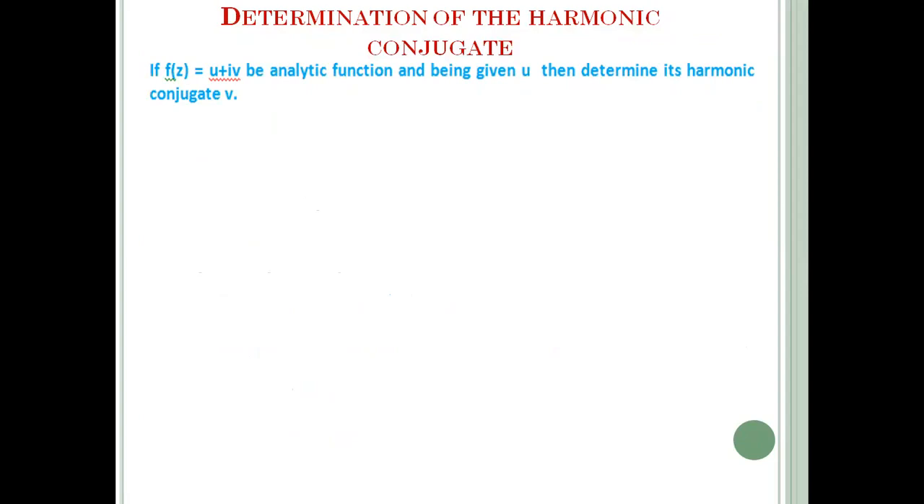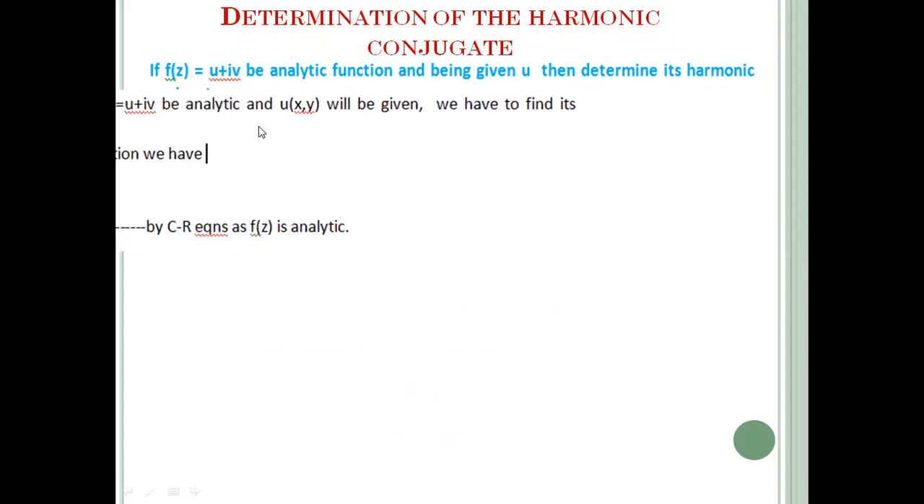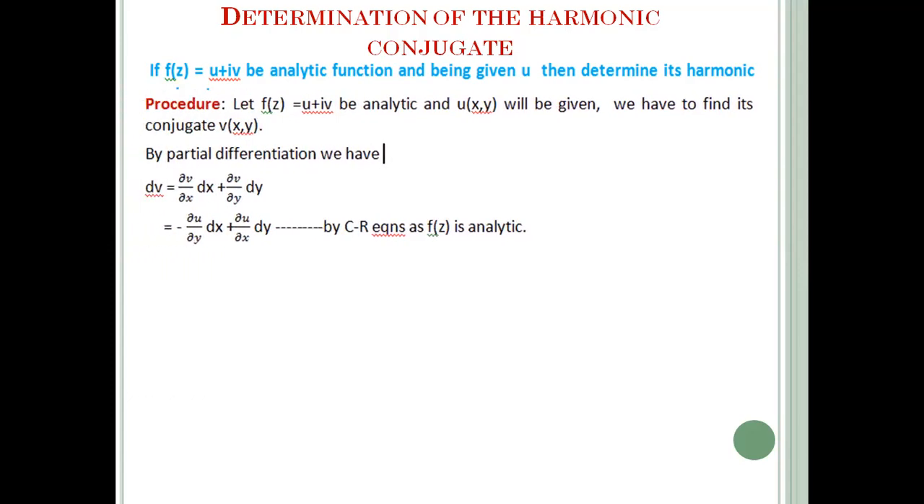If f(z) = u + iv is an analytic function and u is given, you have to determine its conjugate phi. You have to find the value of phi if u is given. So what is the procedure? The procedure is: f(z) = u + iv is a given analytic function and u is given here. We have to find its conjugate phi. So now you have to determine phi.